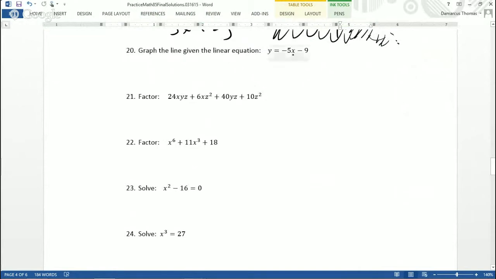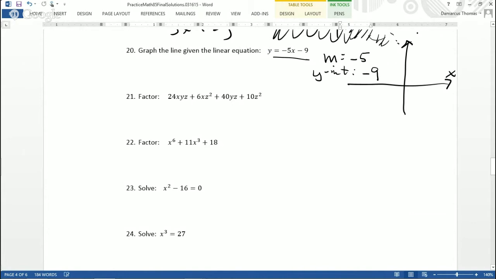My question to you is, what form is it in right now? Okay, you should have said slope-intercept form. And so my slope is -5, and my y-intercept, I'll call it int, is -9. And so now I have enough information to graph it. Create the xy plane.